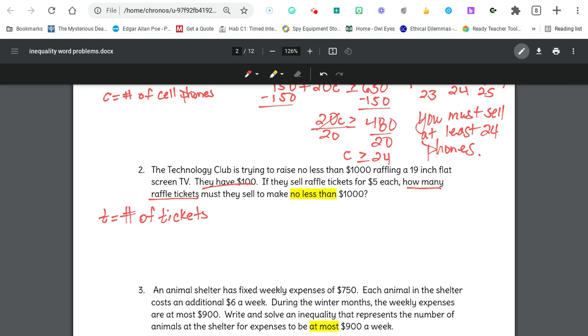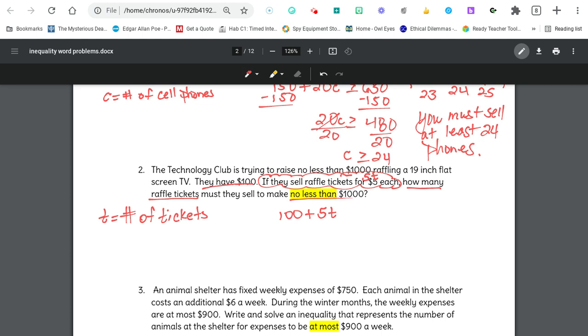All right, so they're selling the tickets for $5 each. So I know T and 5 are going together. But what do they already have? They already have 100. Plus, they're going to sell the tickets for $5 each. And they want to make no less than $1,000.